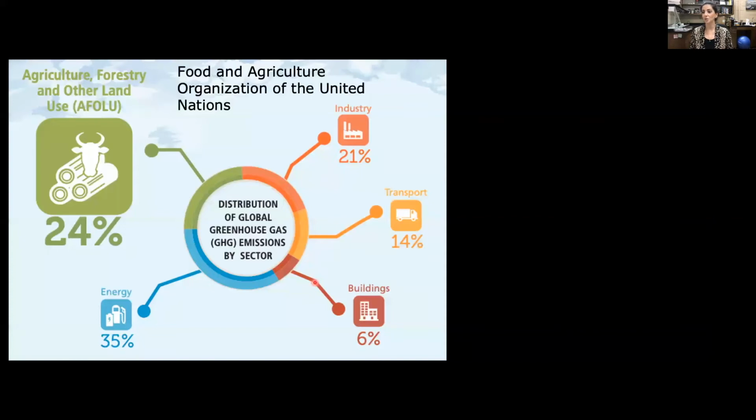Here we have the distribution of global greenhouse gas emissions by sector. We have a breakdown here with industry taking 21%, transport 14%, building 6%. Energy is the leader at 35%. But right up there with energy is agriculture, forestry, and other land use at 24%.